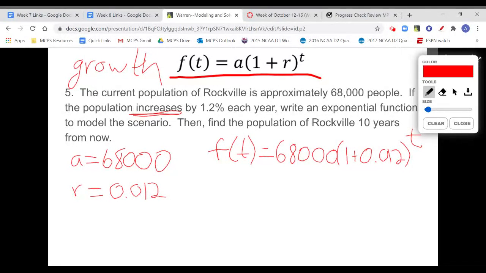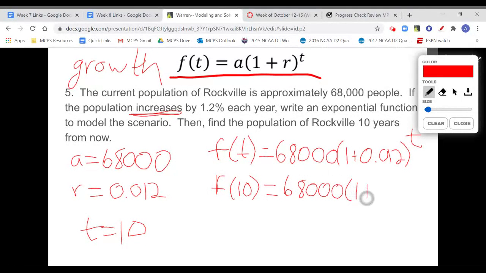Okay. And then I can move on to this last part of the problem that says, then find the population of Rockville 10 years from now. So t is equal to 10. Thus, I'm going to find f of 10 and rewrite everything the same exact way, except I am now going to change my exponent of t to a 10. And that comes out to 76,615.04. But I need to think in the context of my problem.